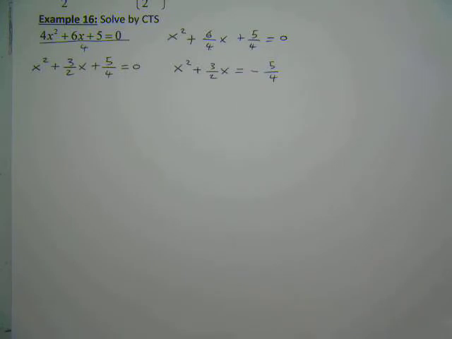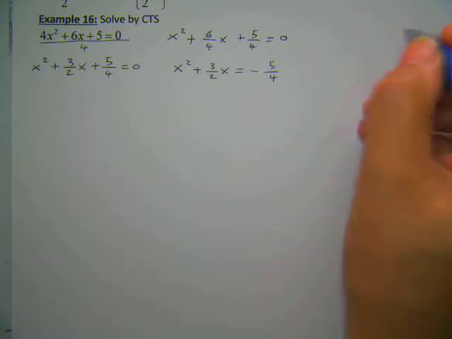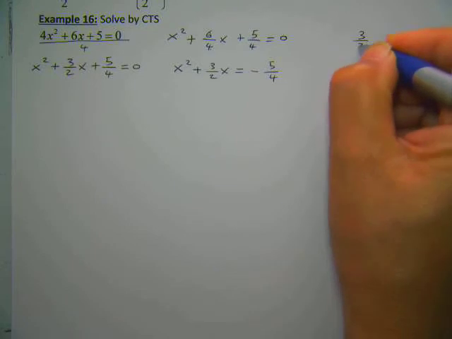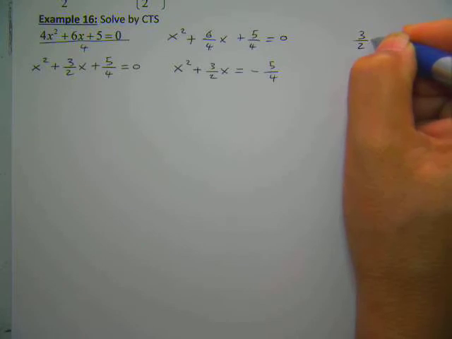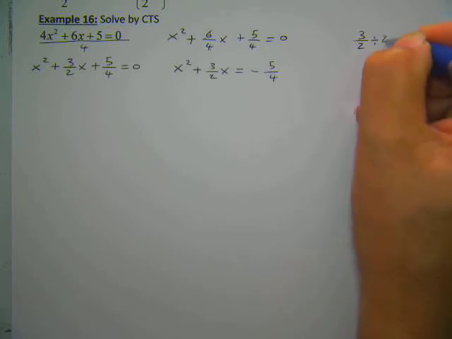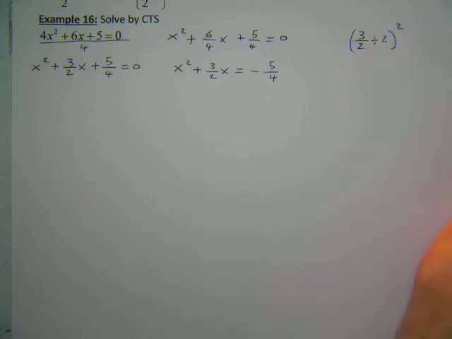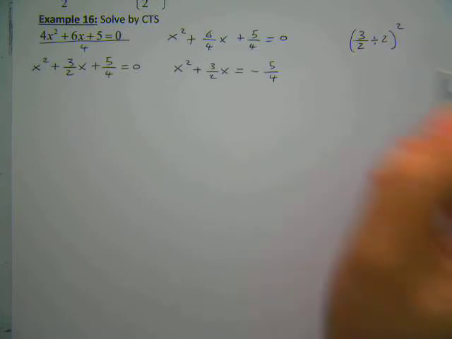Here's the next step. I'm going to do it on this side. Take the coefficient of x. Don't do another division. Write it down as divide by 2 and square. And why am I telling you that? To make it easy on you.